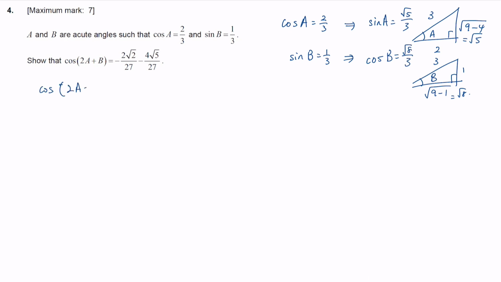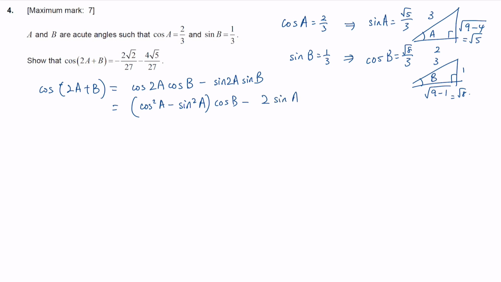So let's do this now. Cosine of 2A plus B, we know what we need to work towards, so let's make sure we get there. Let's use the double angle formula, or addition formula rather. Cosine 2A cosine B minus sine 2A sine B. Let's work this out again. Cosine squared A minus sine squared A, times cosine B, minus 2 sine A cosine A, sine B. Now it's a matter of putting in all the details.